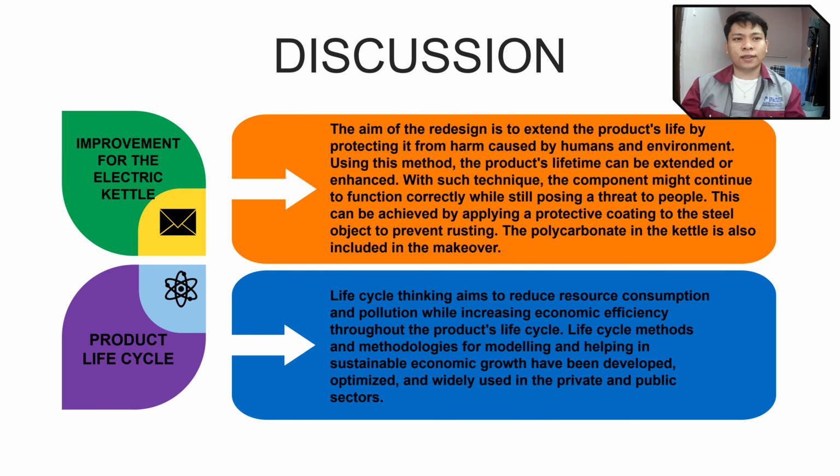For the improvement of the electric kettle, the aim is to redesign it to extend the product life by protecting it from harm caused by humans and the environment. By using this method, the product lifetime can be extended. With this technique, the components can continue to function correctly for a long time. To achieve this, we can apply a protective coat to the steel parts to prevent them from rusting. The polycarbonate indicator is also included in the makeover.